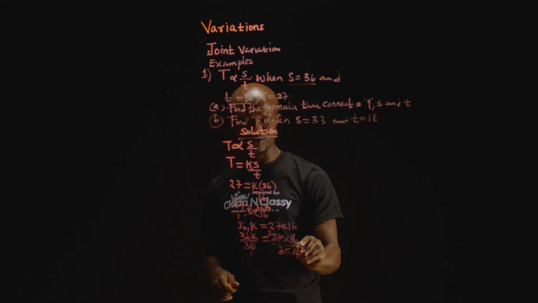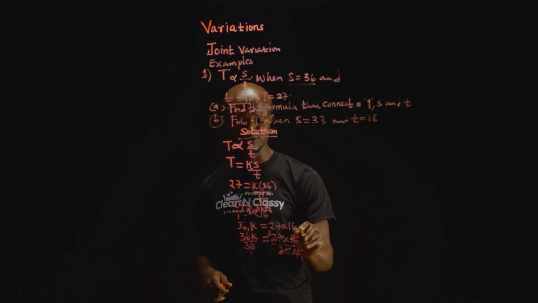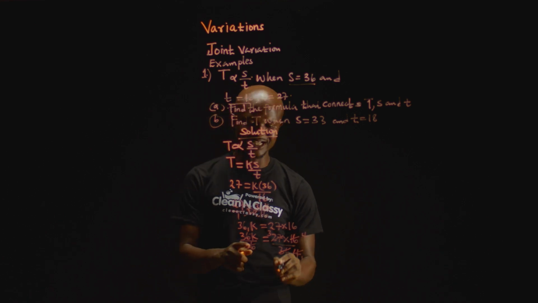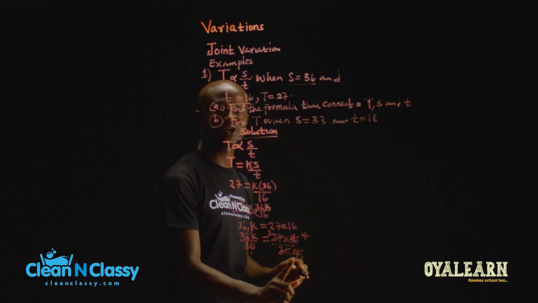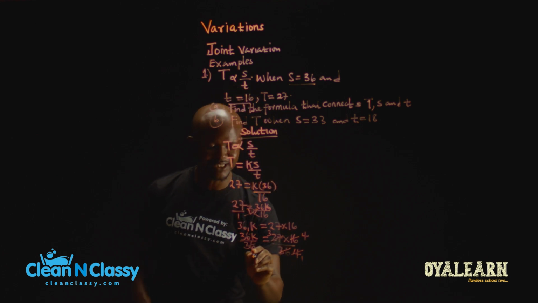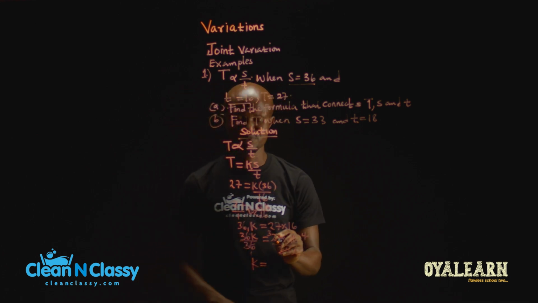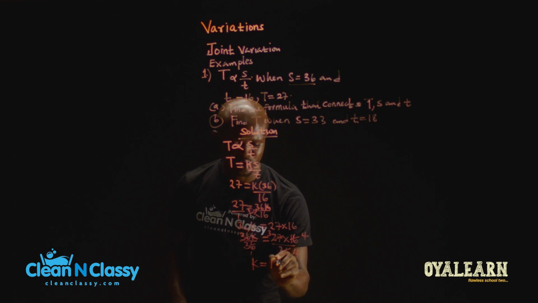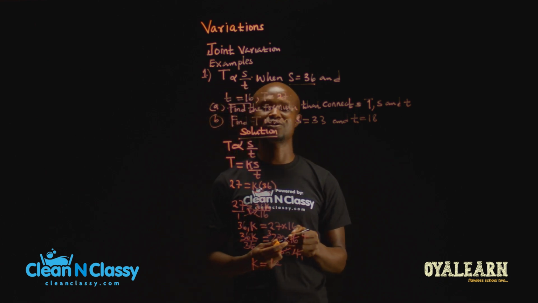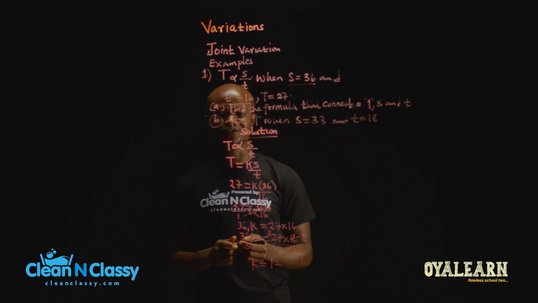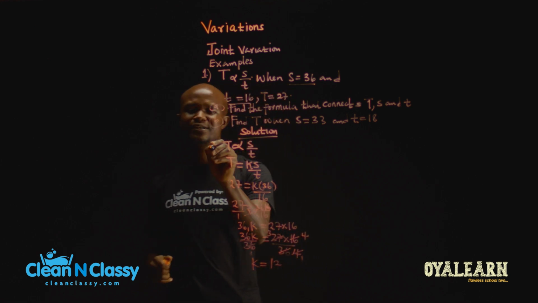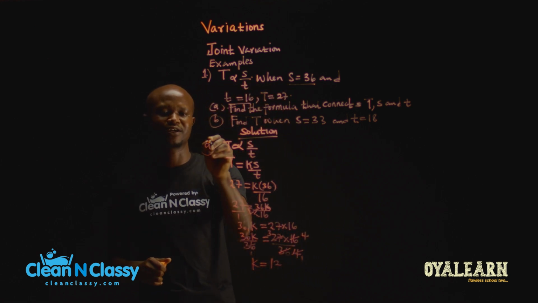Also, 4 here and 4 here, 4 in 4 is 1. So what does that mean? Our denominator, we only have 1 left. So it means that k equals 3 times 4, which is 12. The value of k is 12. So since the value of k is 12, this solution is for A.